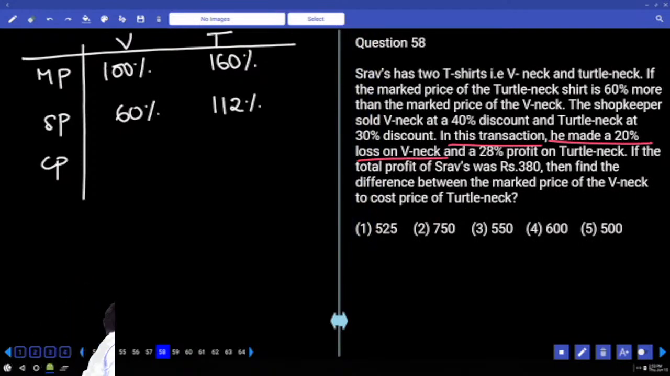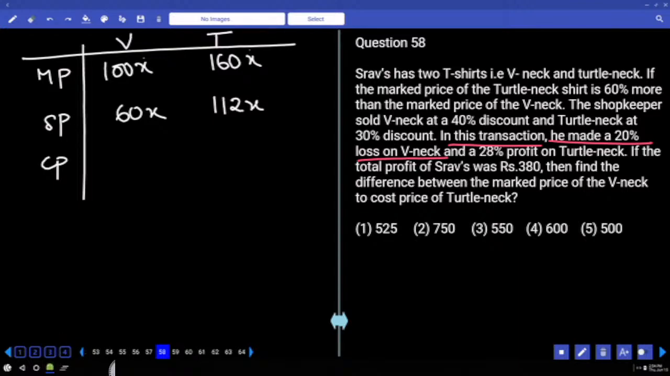Next, he made a 20% loss on V-neck. So forget about percentages here. Treat all these values as x for some time, so there is no confusion. Instead of percentages, it is x, x, x, x. Is that okay?